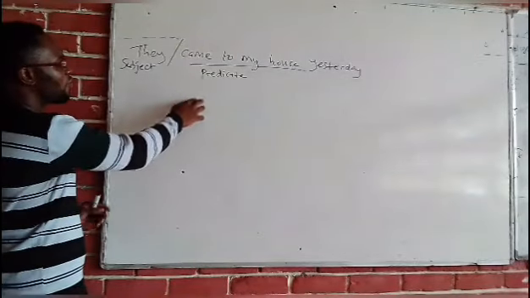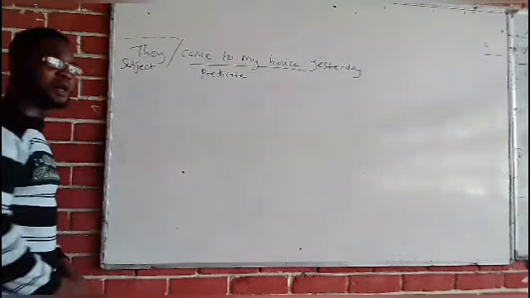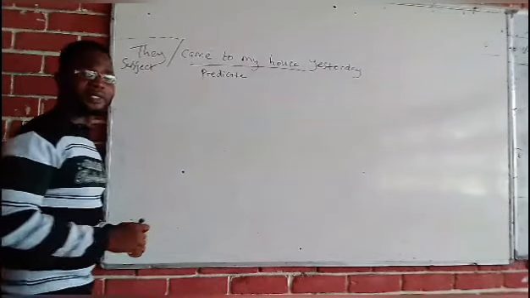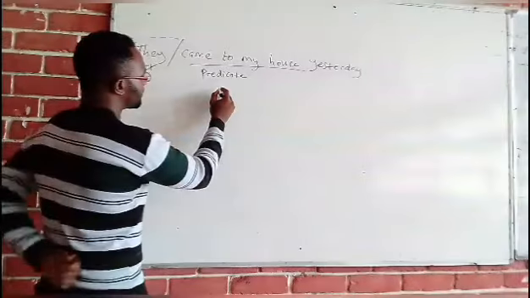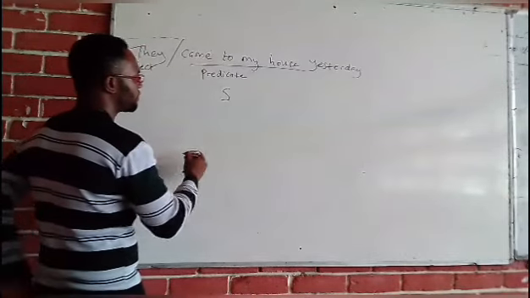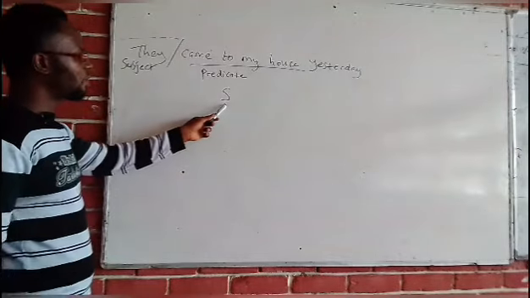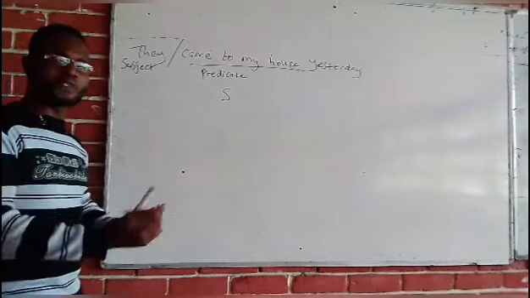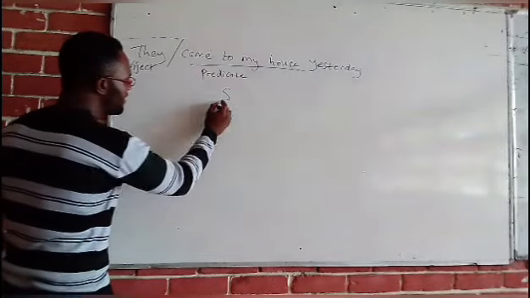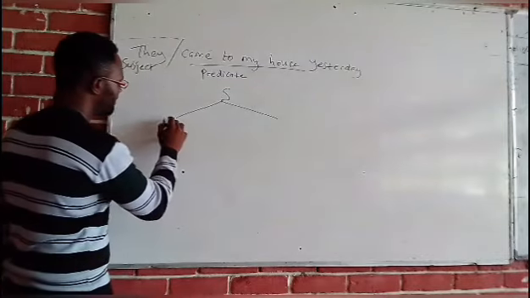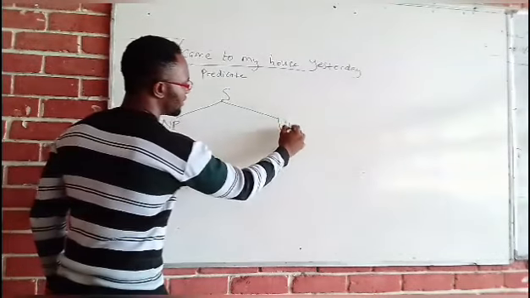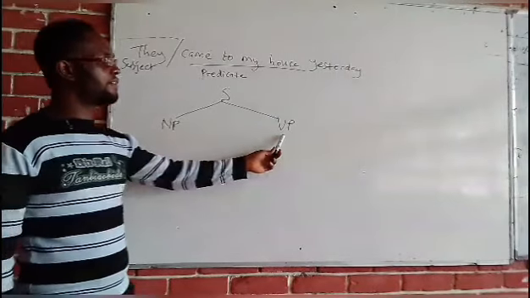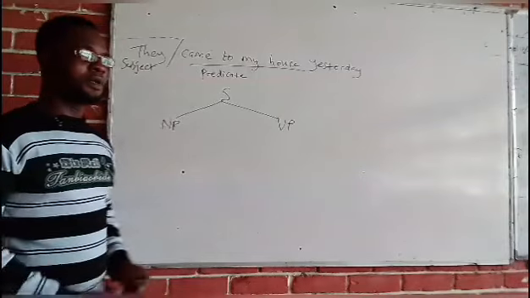Having said that, we can easily construct a tree diagram that will suit this format. Since we have concluded that it's a sentence, we can commence our tree diagram. What we have here is S. S here means sentence. There are two major constituents of a sentence, and they are NP and VP. This is NP, this is VP. The NP means noun phrase, while the VP means verb phrase.